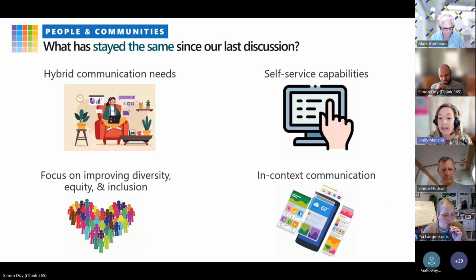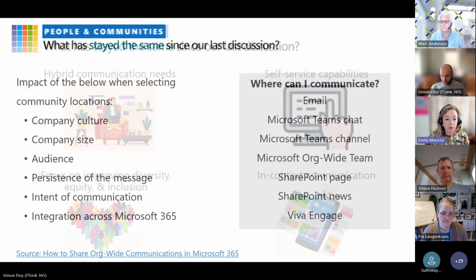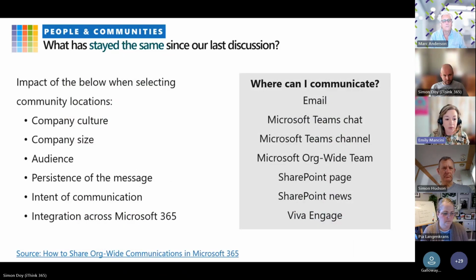We are still looking at hybrid communication needs across these different communities. There's still a strong interest in self-service so that we can create the communities that we need. A lot of businesses are still continuing that conversation on how we're going to improve diversity, equity, and inclusion. And very often these are the different communities that support those conversations. And then last but not least, when we're having these conversations across these different communities, having them in context where they make sense. So knowing that all of those are still consistent, when we're looking at how we communicate across those communities, that also has still stayed the same.